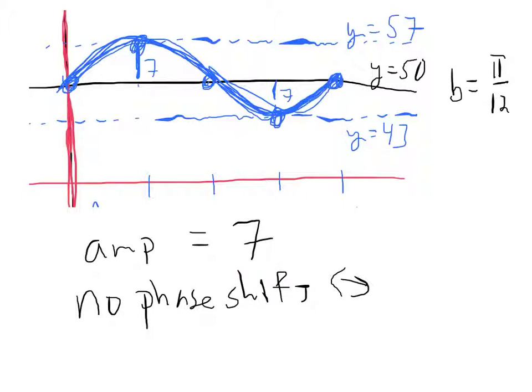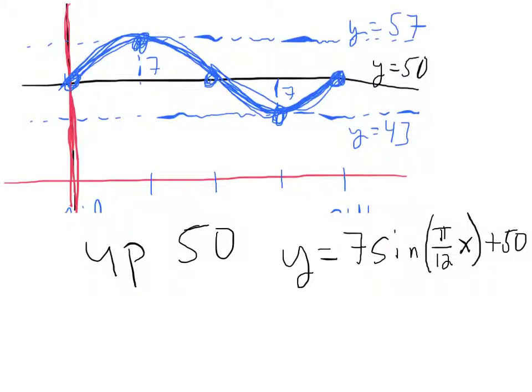I also noticed that there doesn't appear to be any phase shift, because they're telling me the temperature of 50 starts at midnight, so I didn't have to do any left-right phase shift. Then we notice that the midline, instead of being around the x-axis, is up around the line y equals 50. So that told me it's been shifted up 50 units.